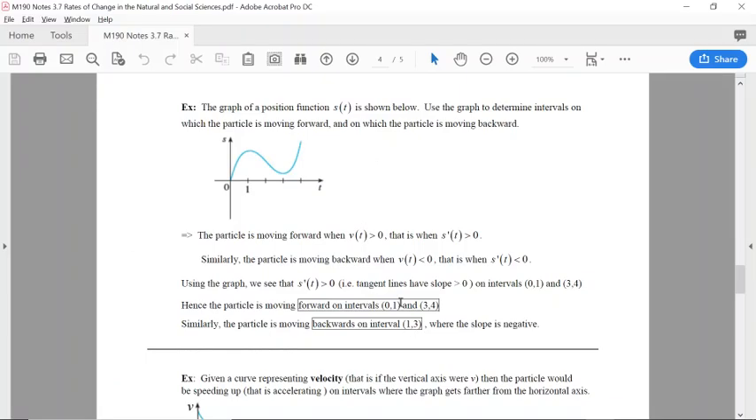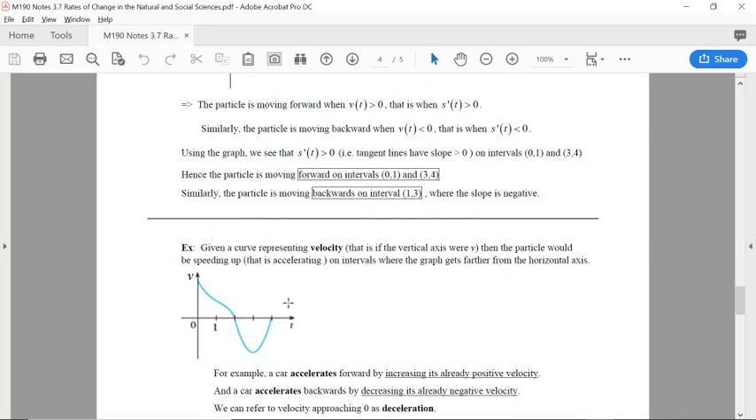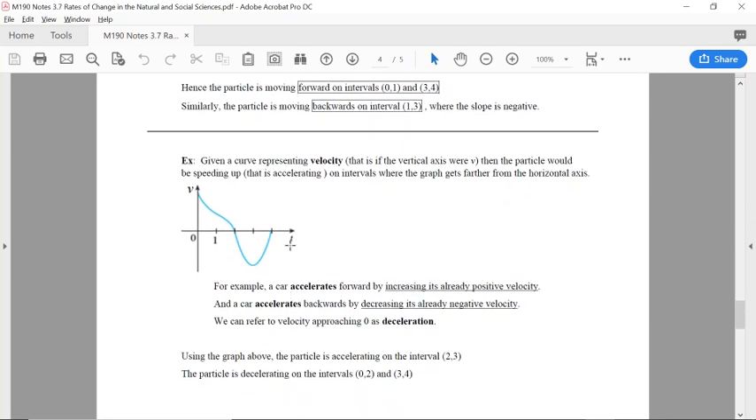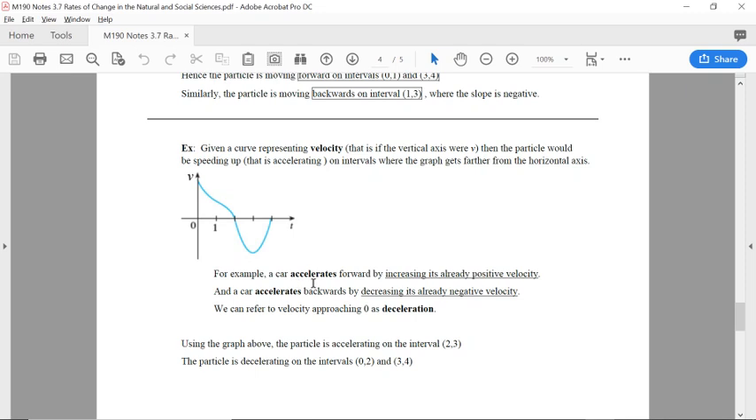Let's go back to the typed notes. So I tried explaining this concept here in this example as well. Consider that a car is accelerating forward by increasing its already positive velocity, for example. So if you're already traveling forward and then your acceleration is positive, then you are going to be traveling faster in the forward direction. That would be an acceleration. But what if you were traveling backwards? If you're traveling backwards, then you would already have a negative velocity.